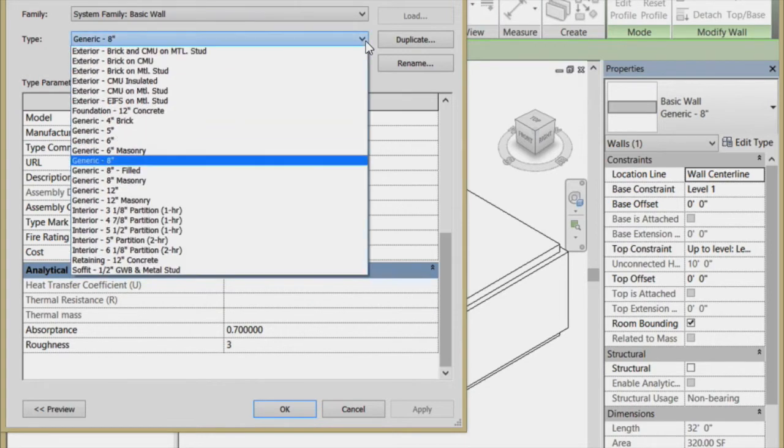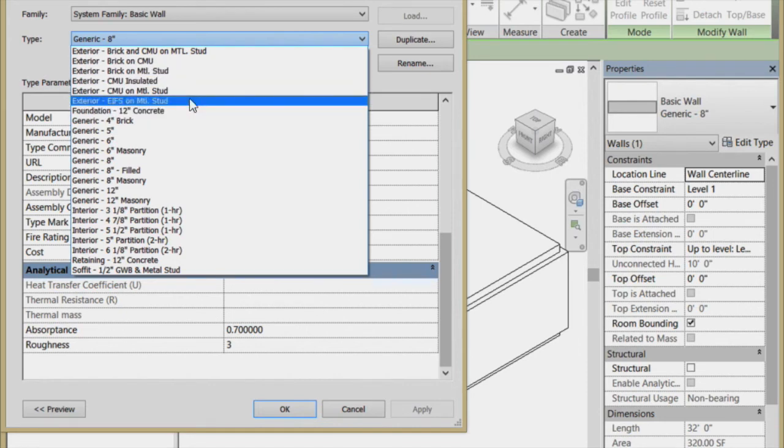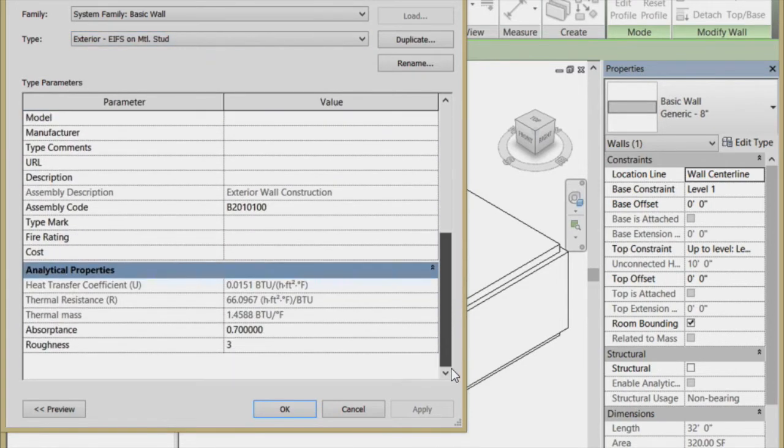If we go popping over instead and see what we've got available in here, well, we've got this nice exterior EIFS wall. That's a metal stud system that has basically a foam insulation and almost like stucco on the outside. Take a look at that. That has a thermal resistance of about 66, which is pretty darn good, because my wood frame walls that I'm typically building in houses are like R13 or R19. It also has a heat transfer coefficient of like 0.01. So as walls go, this is an incredibly tight wall. There's very, very little conductivity coming out of that.